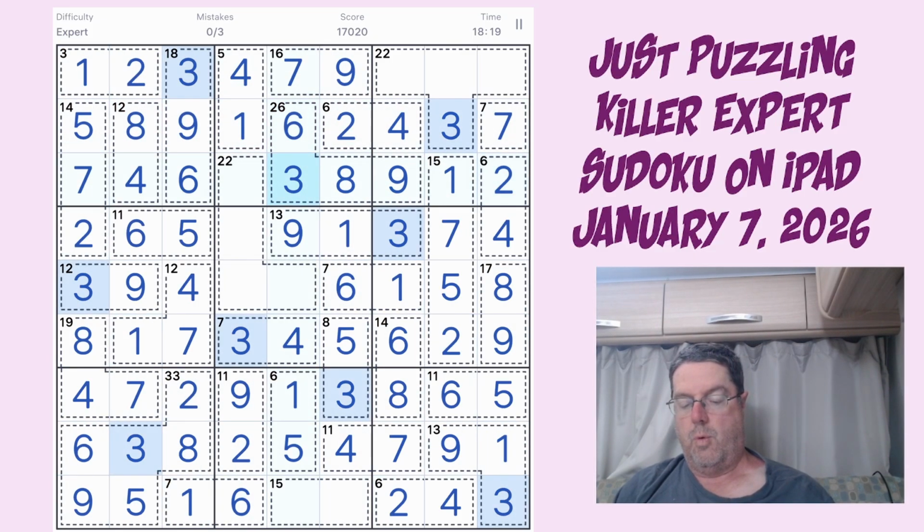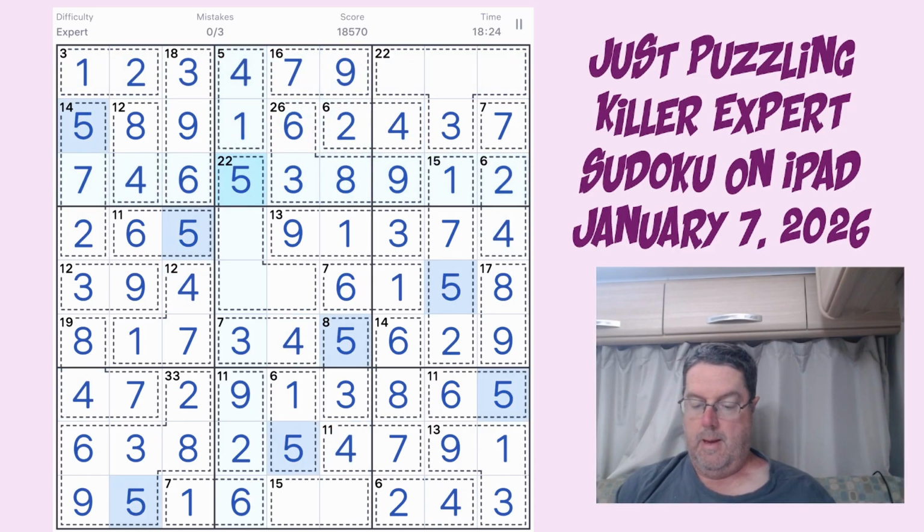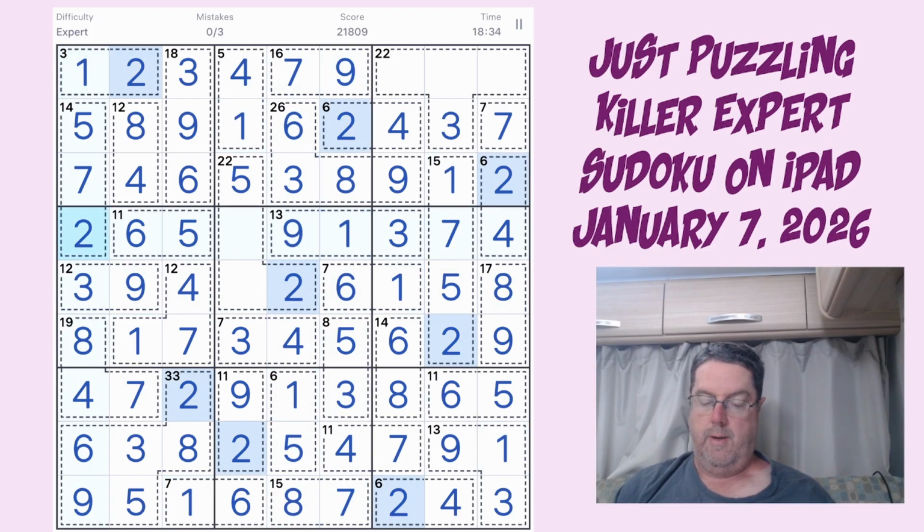1, 2, 3, 4, 5. Alright. 8 can't be there, so this is an 8, leaving this to be the 7. 2 can't be there, so this is a 2. 1, 2, 3, 4, 5, 6, 7, 8. So that's an 8 there. 1, 2, 3, 4, 5, 6, 7.